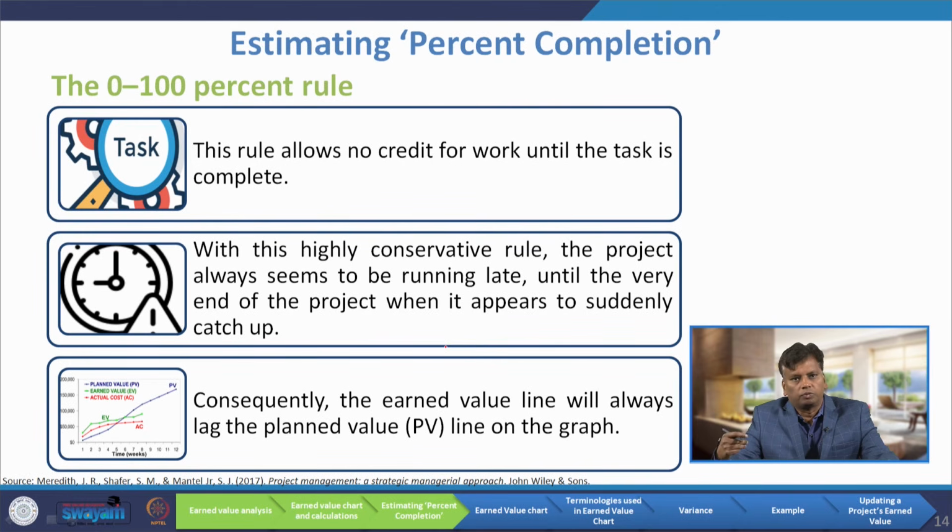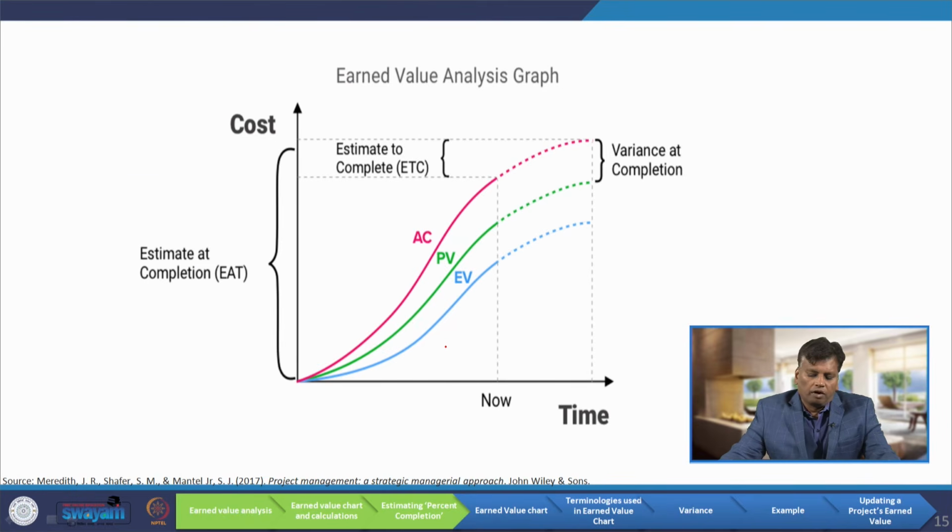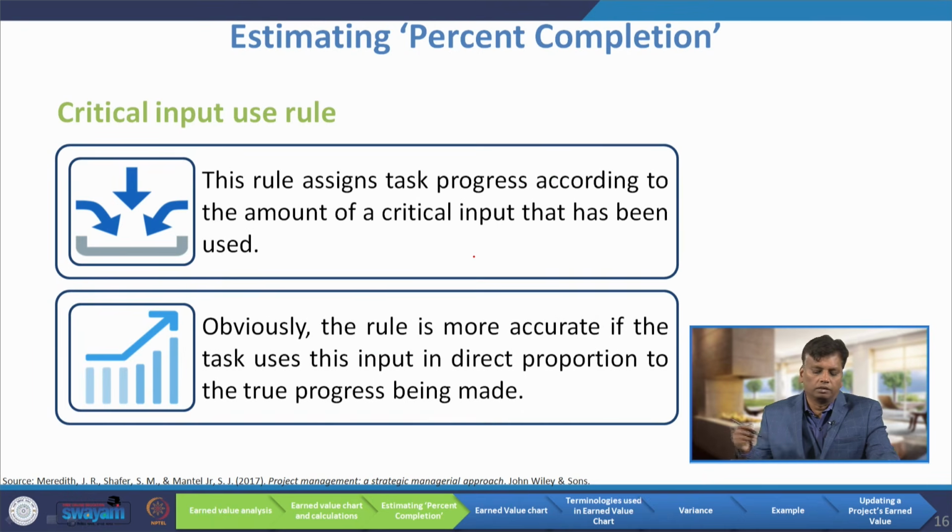I will explain this concept of earned value and planned value after some time, but at present you take it that the earned value will always lag when you follow the 0-100% rule. This is an example of an earned value analysis graph. You see here there is an actual cost, a planned value, and an earned value. So, when you follow the 0-100% rule, the earned value will always lag behind the planned value. I will explain these terms in the coming 2 minutes.